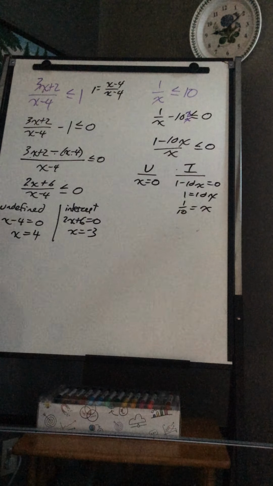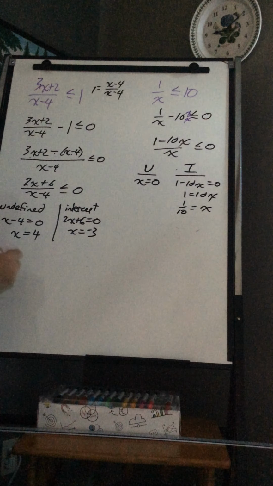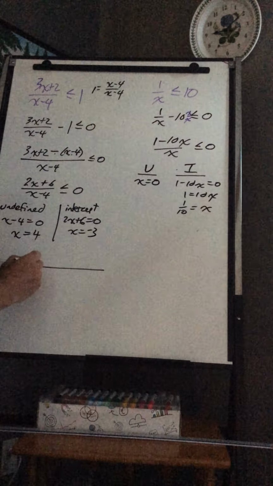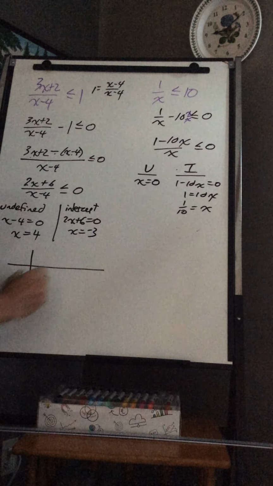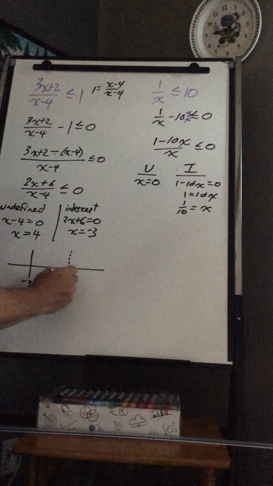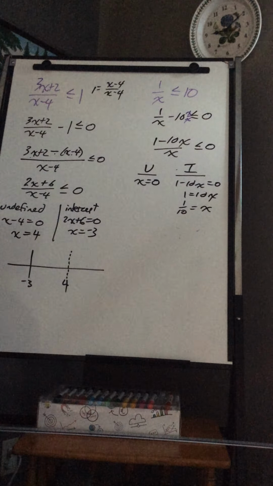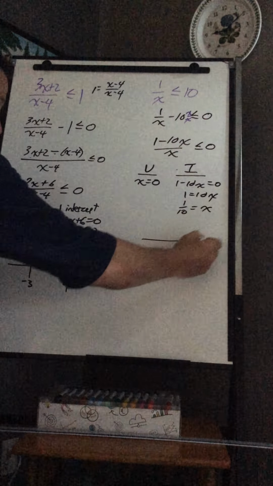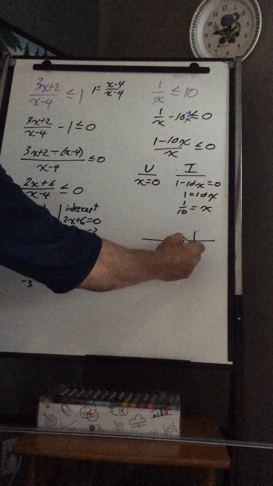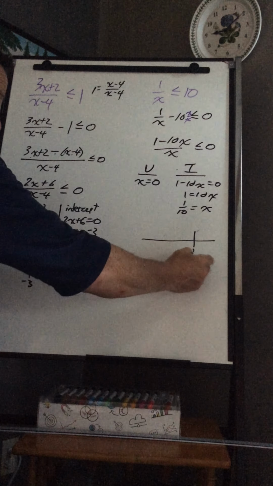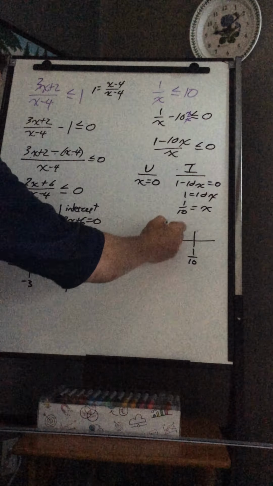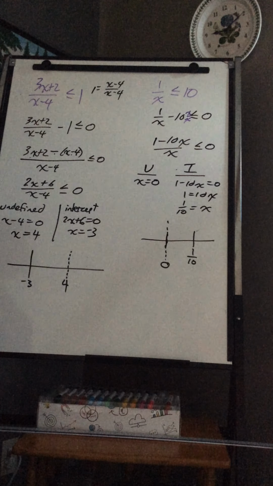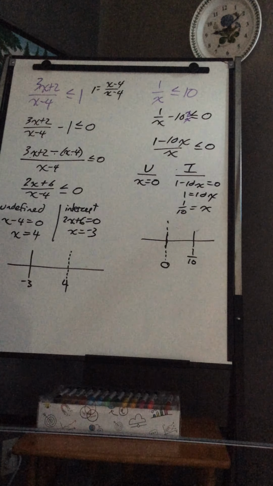So I do my sign diagram, with my critical values on there. Negative 3 is a solid line because it's an intercept. 4 is a dotted line. Over on the other side, we have 1/10, and this is a dotted line at 0. It's a fun one to pick.